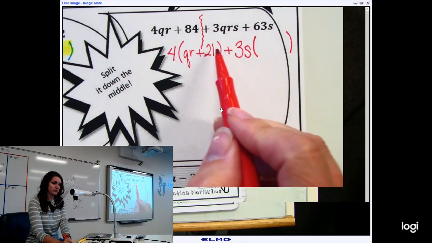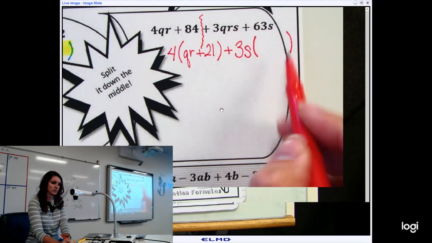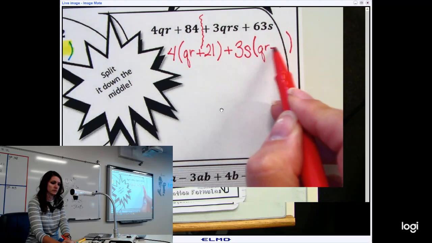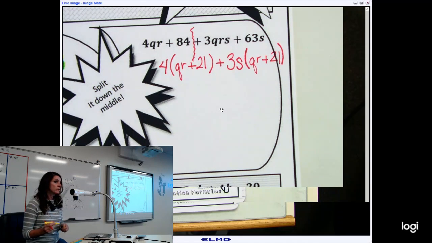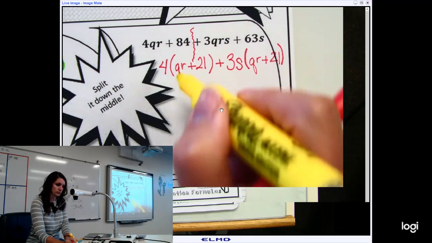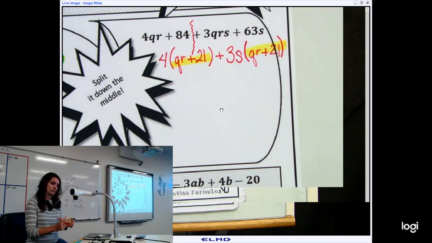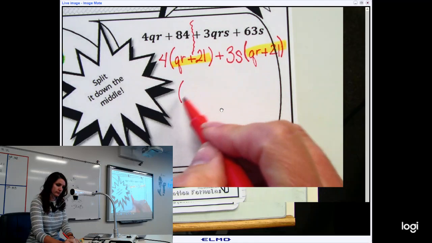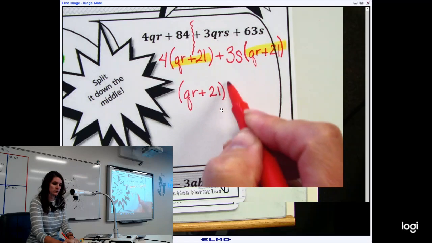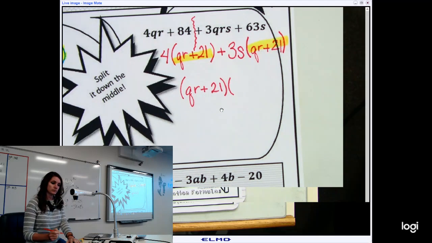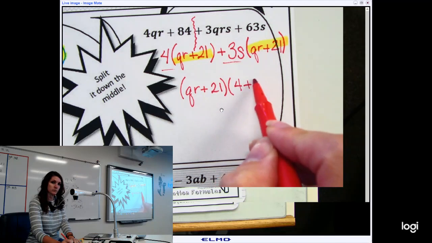Okay, after I factor out the S, what's left? QR plus. All right, without me pointing it out, I know you already know. What do we have that's a common factor now? QR plus 21. What's left behind? 4 plus 3, yes. Beautiful.